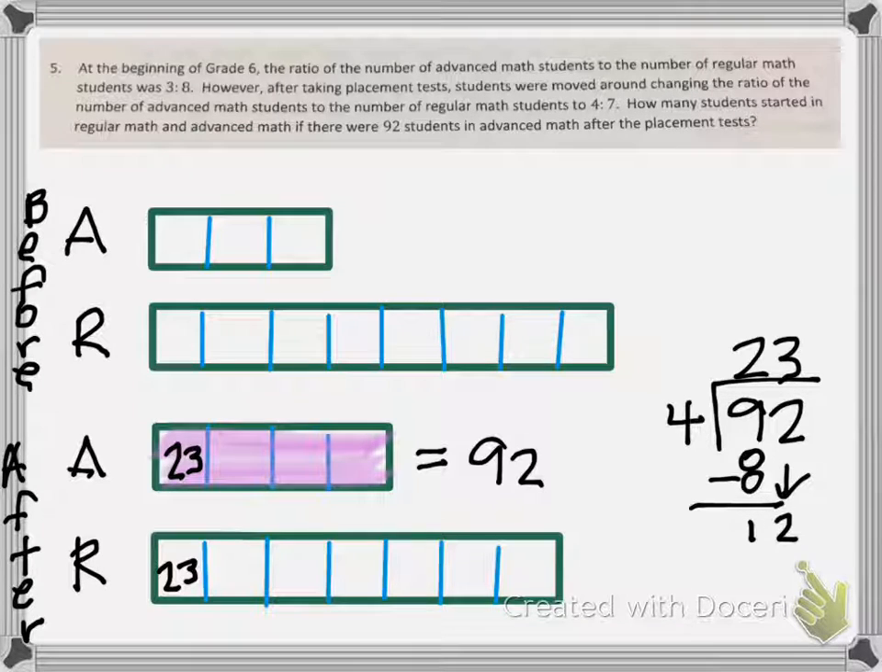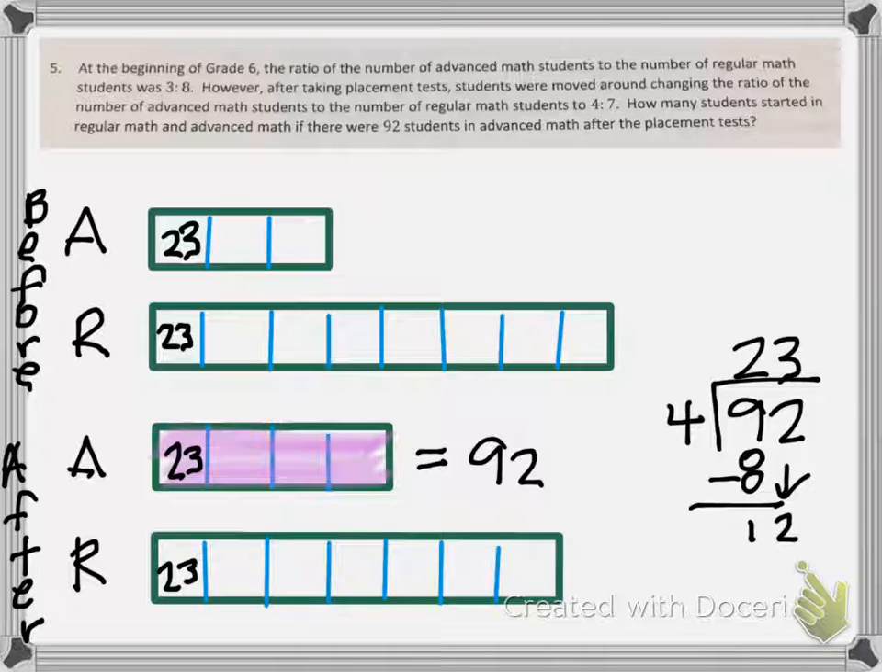And since the total number of students hasn't changed, 23 is also our constant in the before the placement test. So all of these up in the top are also 23. Now we can answer any question they ask. And the question they asked was, how many students started in regular math and advanced math? So that was before the placement test.